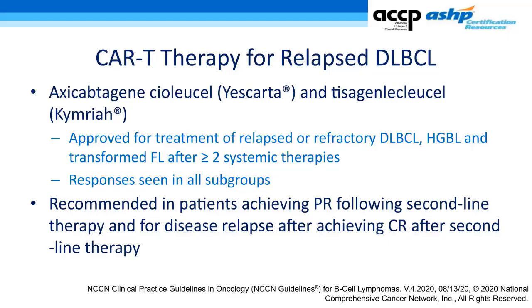These are both approved for the treatment of relapsed or refractory diffuse large B-cell lymphoma, high-grade B-cell lymphoma, and transformed follicular lymphoma after 2 or more systemic therapies, so a little later in the patient's course. The individual studies are detailed in your handout, but what I'd ask you to understand is that responses were seen in all subgroups in these studies.